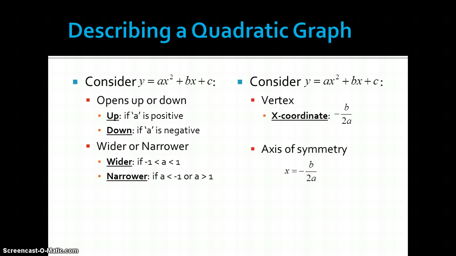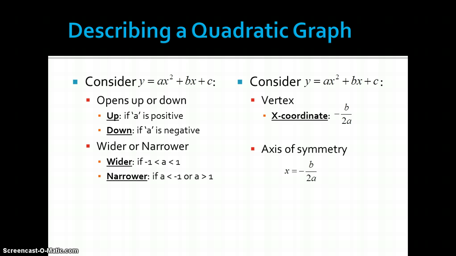It will be wider than the parent function, which we just saw, if a is between -1 and 1. Again, the same as the absolute value function, as is when it's narrower. This would be a narrower graph if a is less than -1 or a is greater than +1. Those concepts are the same as what we've seen with the absolute value function. That hasn't changed.